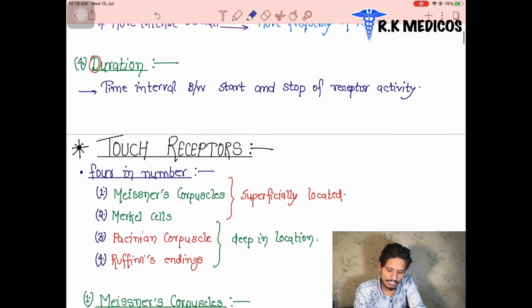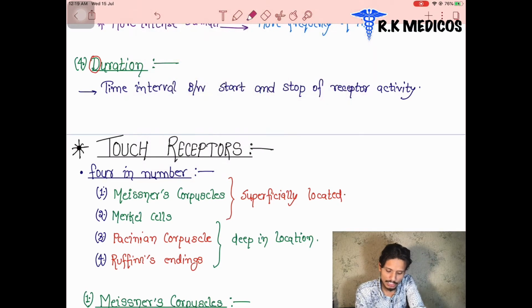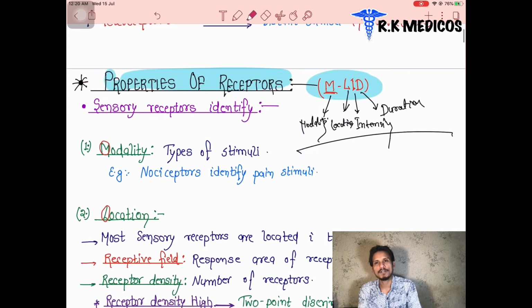So the duration also matters in the receptor properties: the time interval between the start and the stop of the receptor activity, how many times these receptors are working. The starting and stopping activity also depends on the receptor activity. So these are the four main properties of our receptors. Remember, we have to memorize modality, intensity, duration and intensity.